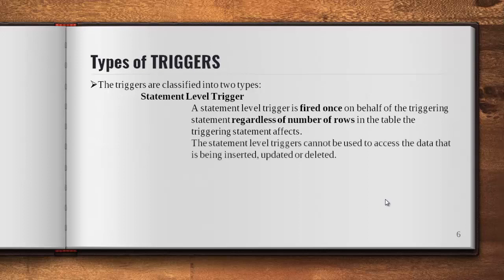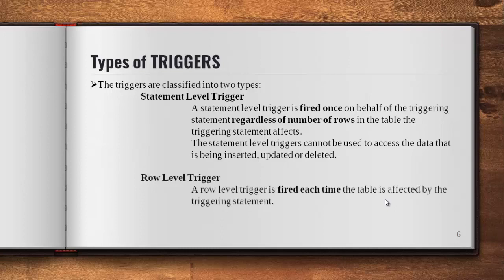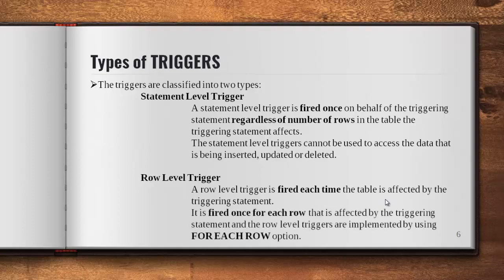And these statement level triggers cannot be used to access the data. So we are not going to use statement level triggers in our programs. We are going to use the second type, that is a row level trigger. The row level trigger is fired each time the table is affected by a triggering statement. So for each and every row, the trigger is fired and it executes.